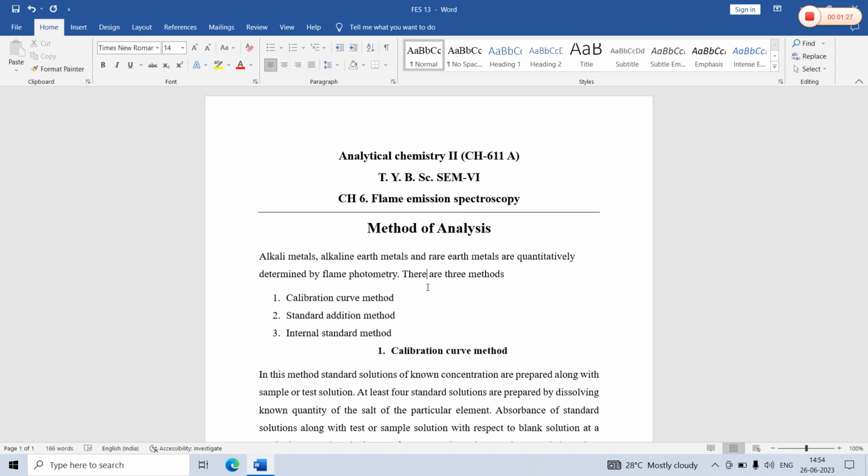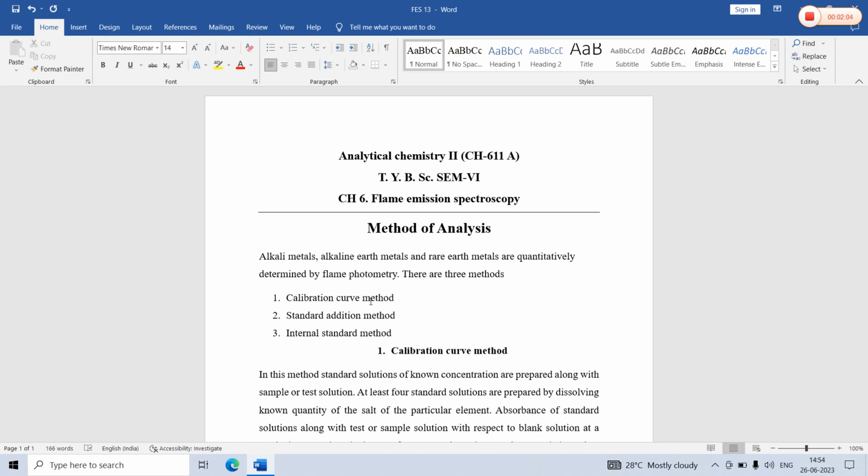First is the calibration curve method, second is the standard addition method, and the third one is the internal standard method. In the calibration curve method, a series of standard solutions are prepared. An unknown sample solution is prepared along with the blank, which is a solvent solution. Their intensity is measured in flame photometry and a graph is plotted. That is the calibration curve method.